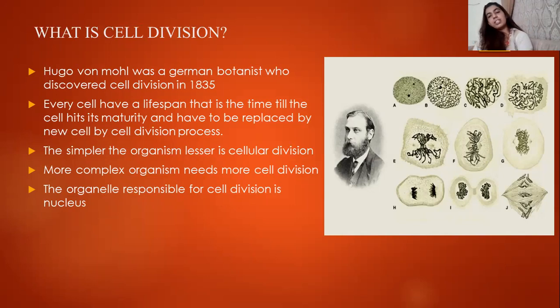So the simpler organisms have lesser complexity and fewer cell divisions. But the more complex the organism becomes, the more complexity increases and the more processes of cell division have to take place. The organelles responsible for cell division are many. Every organelle has to divide, but the main one is the nucleus, which has the chromosomes, the chromatin, which will help you divide one cell into two daughter cells.